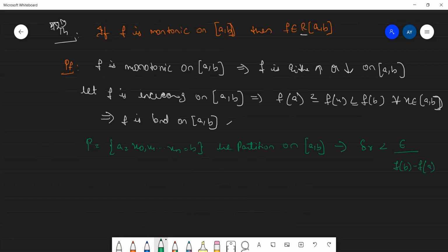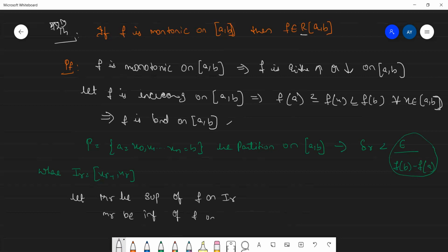So why are we writing all this? Because we wanted it to be strictly less than epsilon, where I_r is equal to [x_{r-1}, x_r]. This is the closed subinterval. Let M_r be the supremum of f on I_r, and small m_r be the infimum of f on I_r, the same rth subinterval.